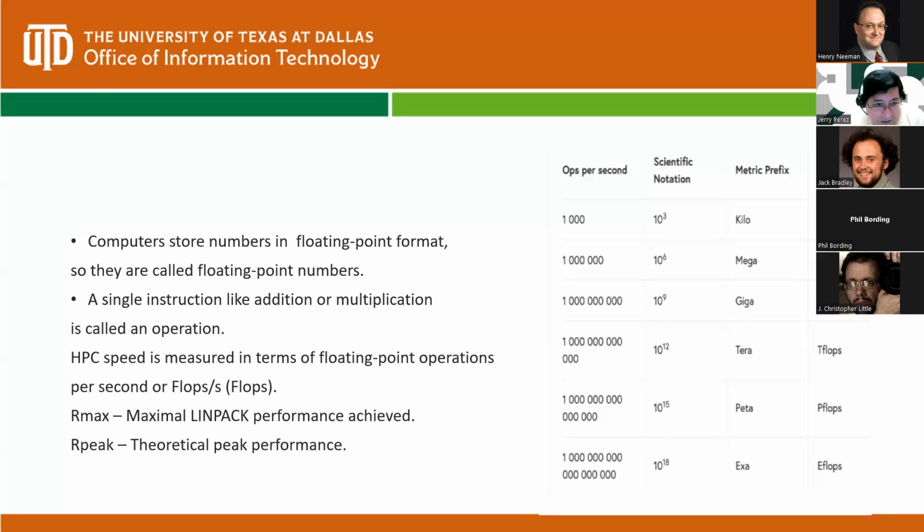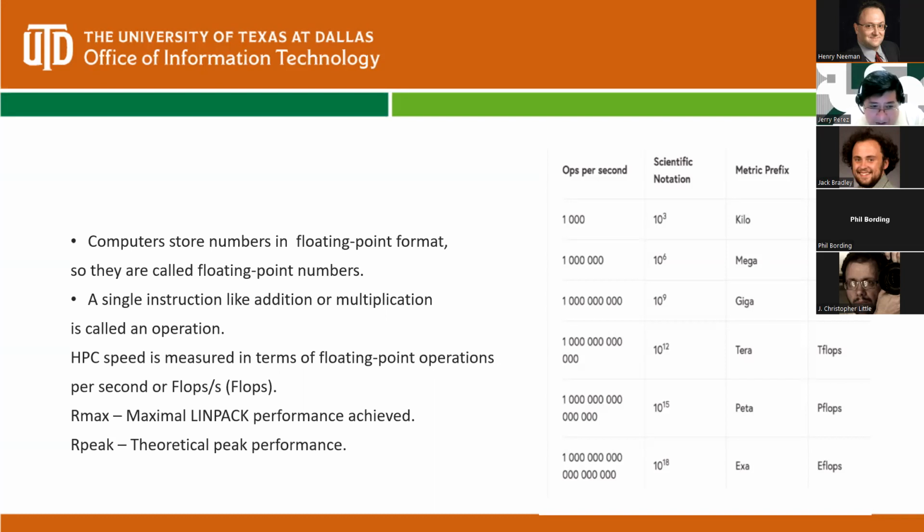Well, first of all, as we know, computers store numbers in a floating point format. They're called floating point numbers. A single instruction, like addition or multiplication, is called an operation. And so HPC speed is measured in terms of floating point operations per second, or flops.